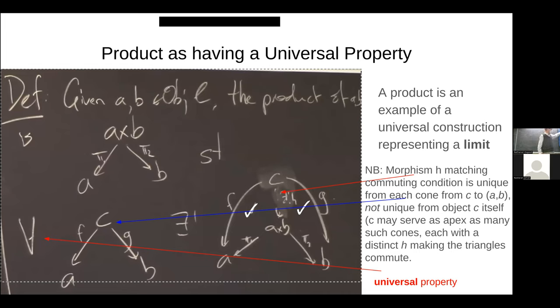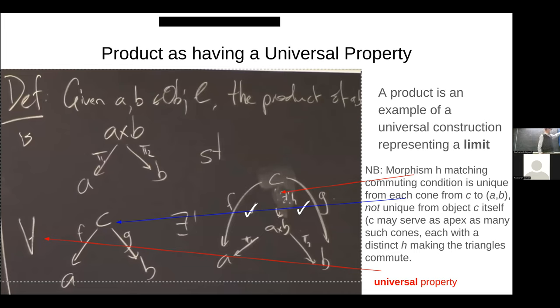Do you remember? Well, here's the product down here. There's the product, and this is the contender, the would-be, the pretender for the throne, saying, oh, I'm the best encoder. What is it that distinguishes this one here, A cross B? It'll have a unique morphism that makes the outside triangles commute.